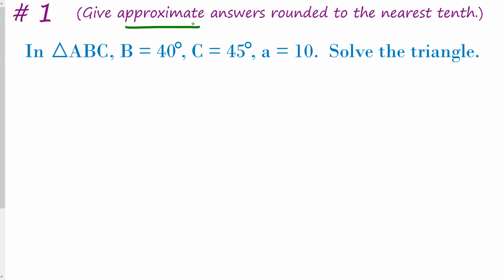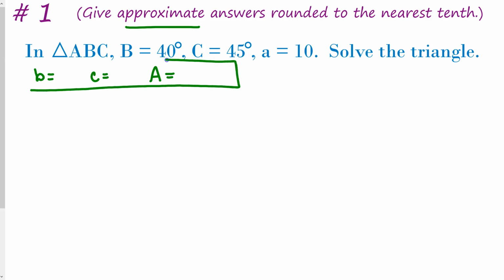Okay, we have triangle ABC. We know angle B, we know angle C, and we know side A. So what we need to find is the measure of side B, the measure of side C, and the measure of angle A. Those are the unknown parts. Now, there's not necessarily a particular order to go in. You can solve whichever one you find easiest.